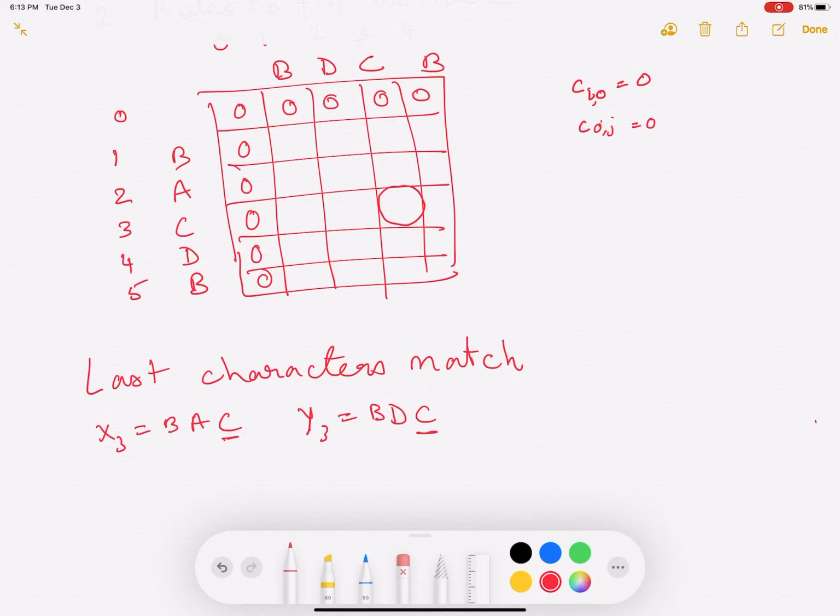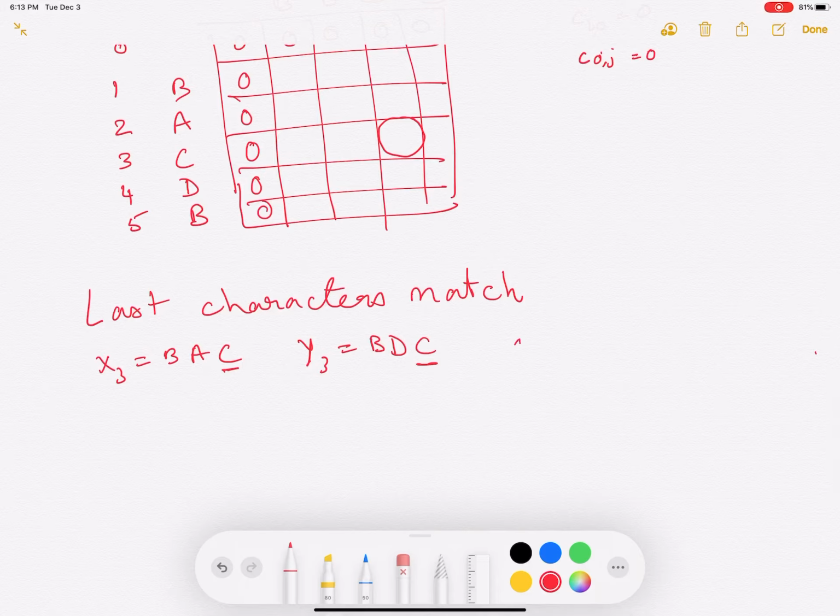Now, when the last characters match in the general case for Cij, that is, if the last character xi equals yj, then what we can say for sure is that this character will definitely be part of the longest common subsequence. If there was another C preceding this in y, whether you include that C or this C does not matter. So this C will definitely be a part of the longest common subsequence.